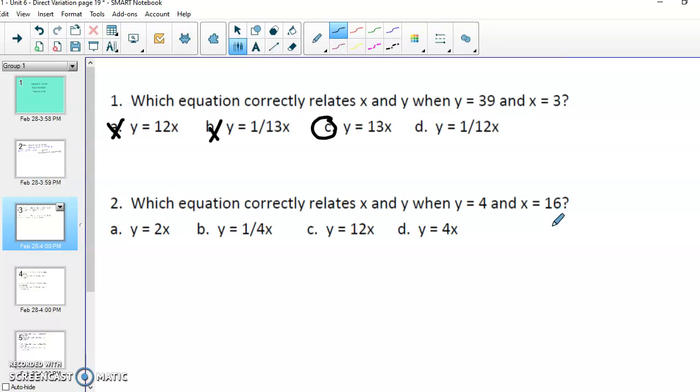Okay, I'm going to do the same thing for number 2. Plug 16 in. I'm going to start over here. 4 times 16, well, that's not 4. 12 times 16, that's not 4 either. 1/4 times 16, that's 4, and that's my answer.